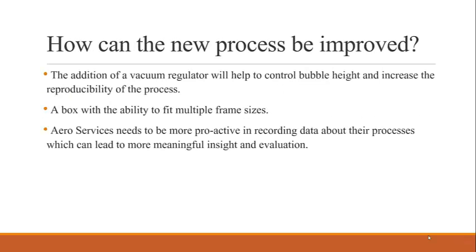How can we improve this process? Well, the addition of a vacuum regulator to control the bubble height will help control the reproducibility of the process. And not only will we control the variation in wall thickness within the part, but we will be able to control the wall thickness variation from part to part. Also, a box that could fit on multiple frame sizes would eliminate some of the fabrication costs and also the design costs associated with making multiple boxes for different projects.